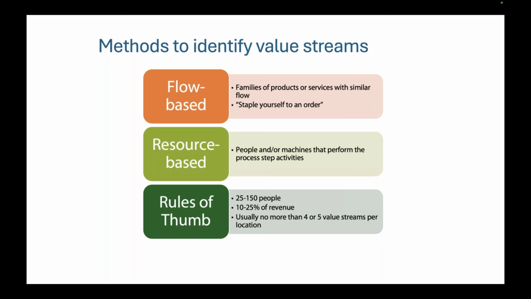There are general rules of thumb for value streams: 25 to 150 people. Usually there's 10 to 25% of revenue, could be more. Usually in companies, I've never seen more than 4 or 5 value streams per location. So the standard work.